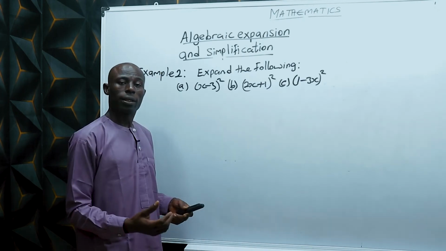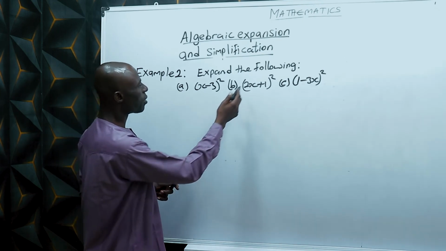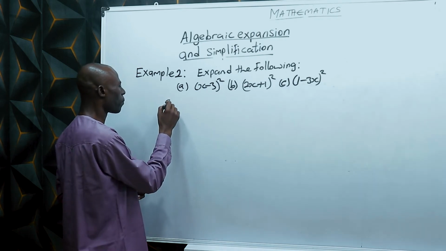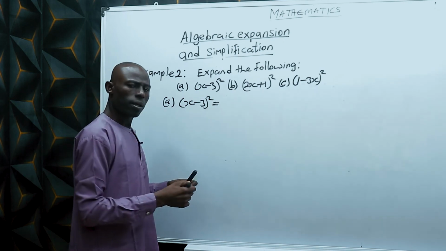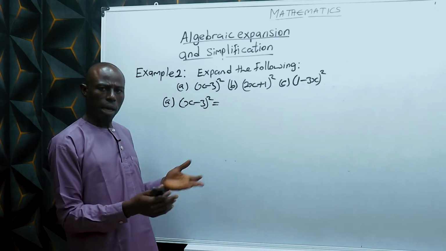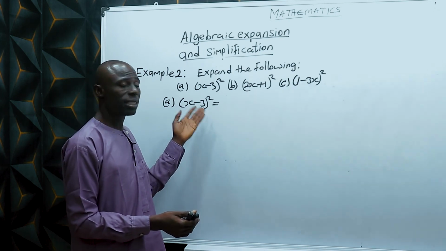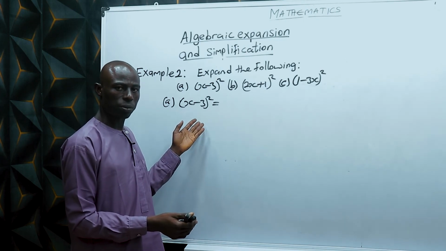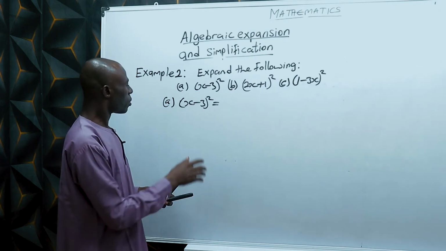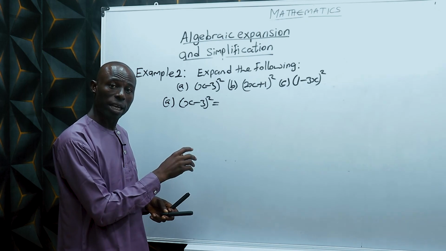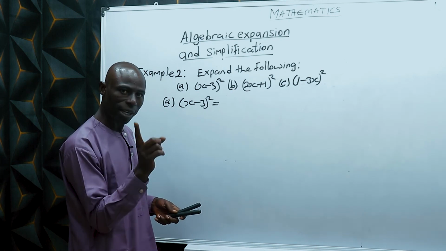Good. Let's go to example 2. Example 2. Expand the following. Here, x minus 3 all squared. There is a particular approach that is good for you to use for this kind of expression. And that's exactly what I will explain to you. Nonetheless, there are other ways of doing it. But I want you to get that one because it saves time in the exam.